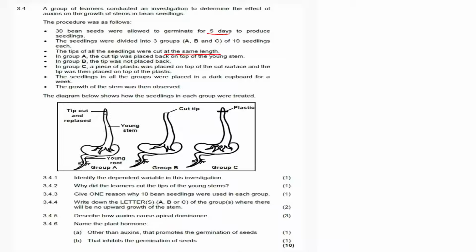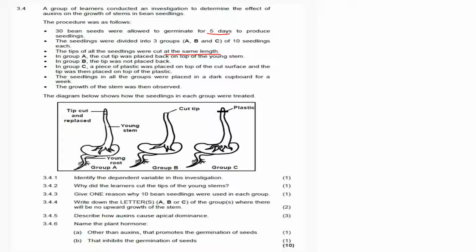In group A, the cut tip was placed back on top of the young stem. In group B, the tip was not placed back. In group C, a piece of plastic was placed on top of the cut surface and the tip was then placed on top of the plastic. The seedlings in all the groups were placed in a dark cupboard for a week. The growth of the stem was then observed. The diagram below shows how seedlings in each group were treated.